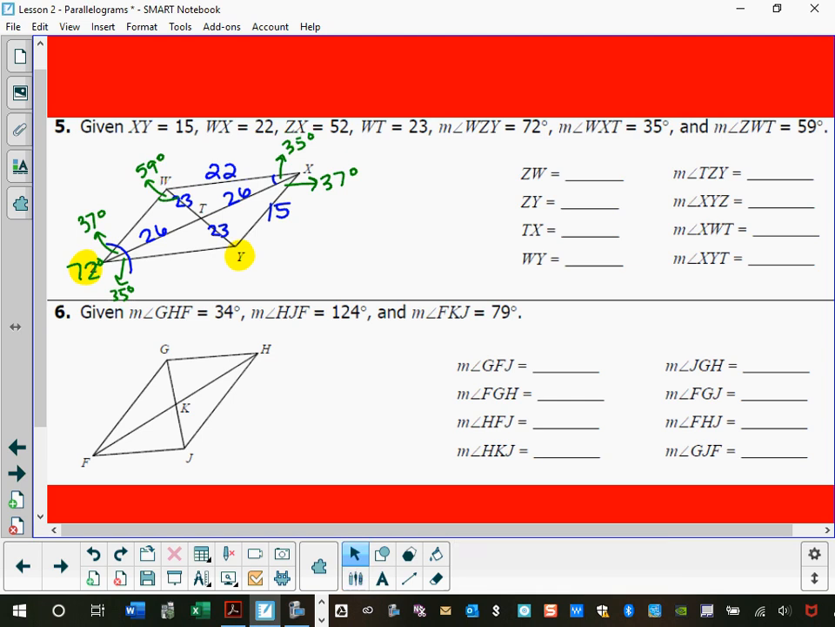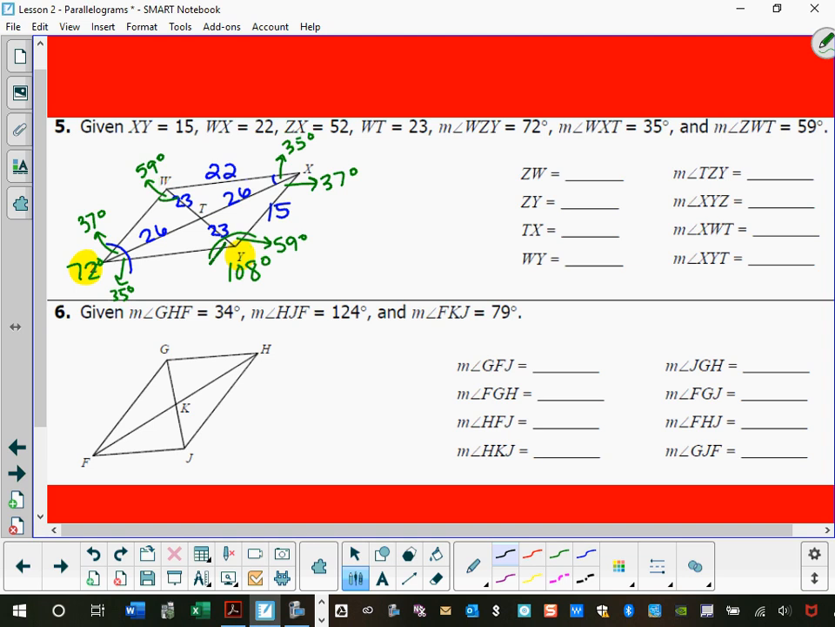it needs to be supplemented with angle Y. What is 180 minus 72? 108. So that means that this angle together is 108 degrees. They already told me that part of it is 59 degrees, right? The top part of W is 59, to the bottom of Y is 59.